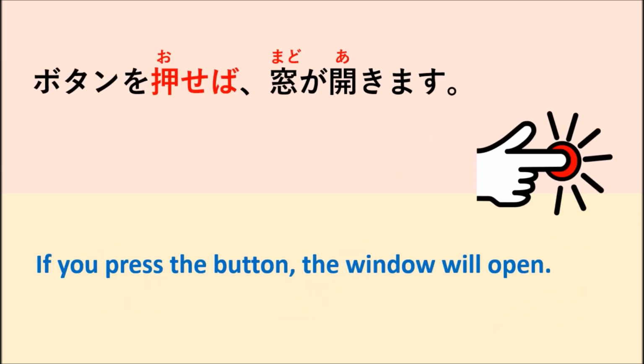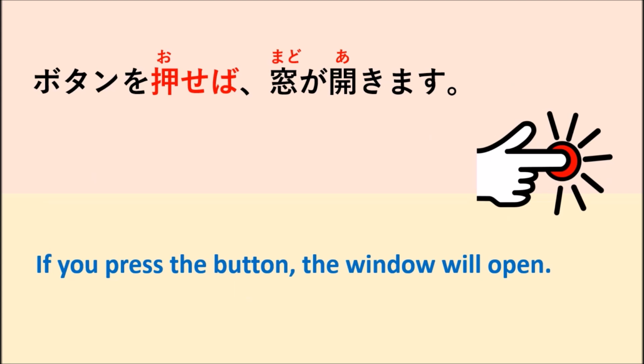Here we have the sentence ボタンを押せば窓が開きます。Which means that if you press the button, the window will open. So here we start with "if you press the button", and in Japanese you just say ボタンを押せば.